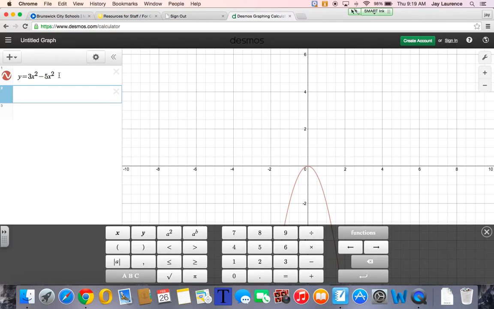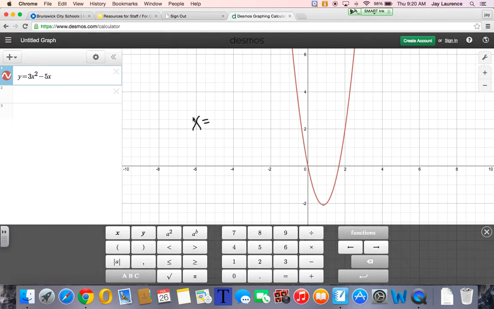Oh, silly me. I made a silly mistake there. It's only supposed to be 5x. Okay, and so, there we go. Now remember, it crossed the x-axis at 0. We got x equals 0 for our solution, right? Remember that? Well, look at that, x equals 0. It's crossing right there. And the other one was at 1 and 2/3.